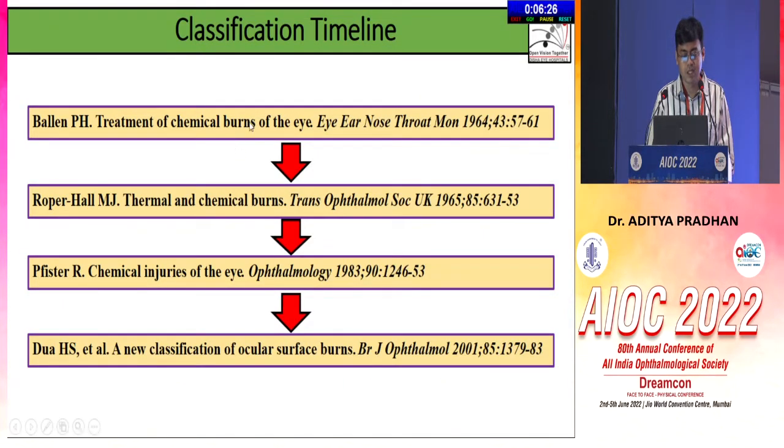If you see the classification of ocular burns, Ballen introduced the first treatment and classification of the eye way back in 1964. Roper and Hall modified Ballen's classification, and it was in use for many decades until we came to the Dua classification, which is currently the most widely accepted and used classification in day-to-day clinics.